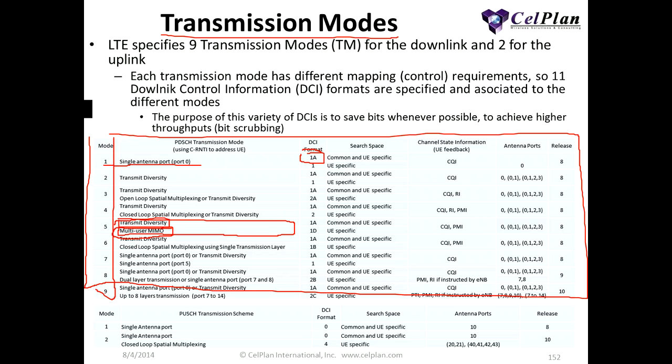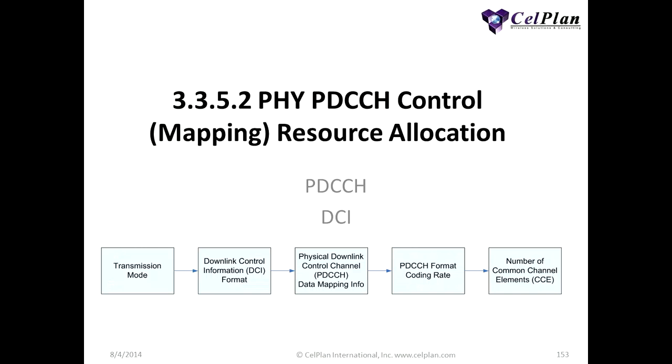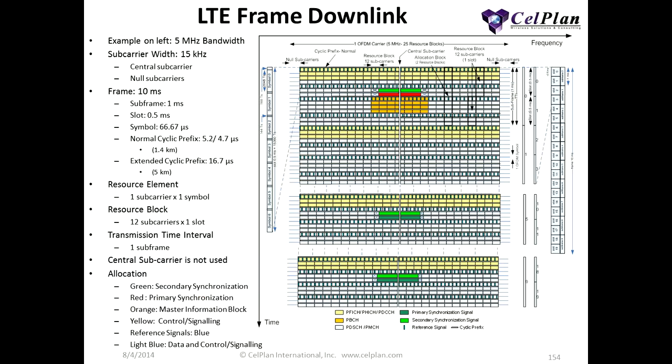For the UE, you have only two transmission modes. I think now in release 12 we have a third transmission mode. So basically for the UE, in the mapping we define the transmission mode. Based on the transmission mode we define the DCI that we'll be using. Based on the DCI we define the PDCCH with the repetition, the PDCCH format, coding rate, and the number of channel elements that we need.